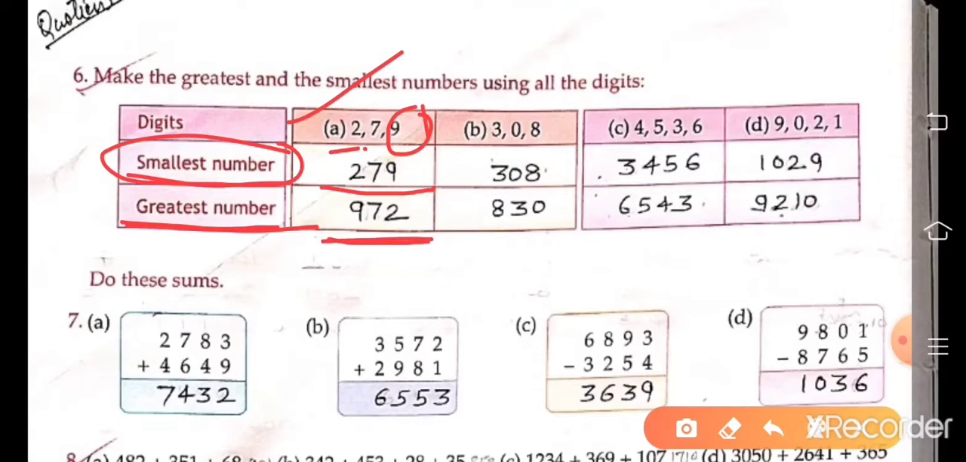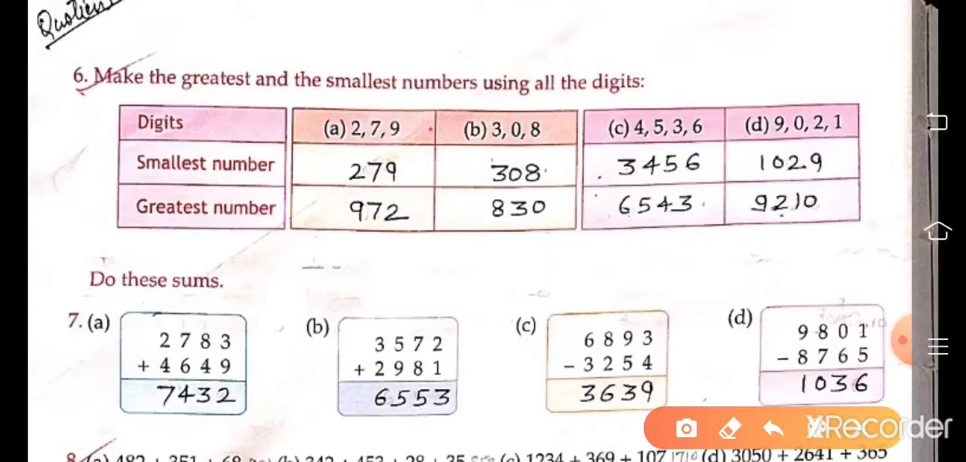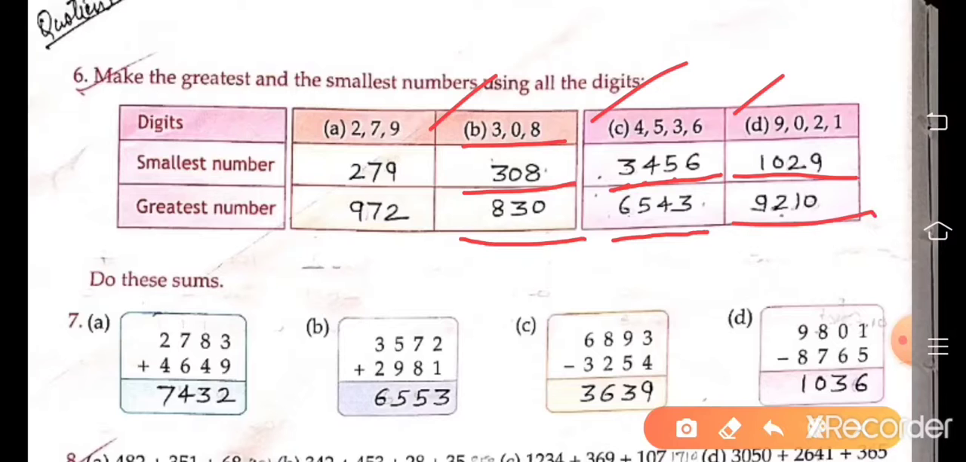Okay, so 972. B part, 308, so smallest number 308, and the largest 830. Okay, C part, 4536, smallest number 3456, and largest number 6543. D part, 9021, smallest number 1029, and the greatest number 9210.